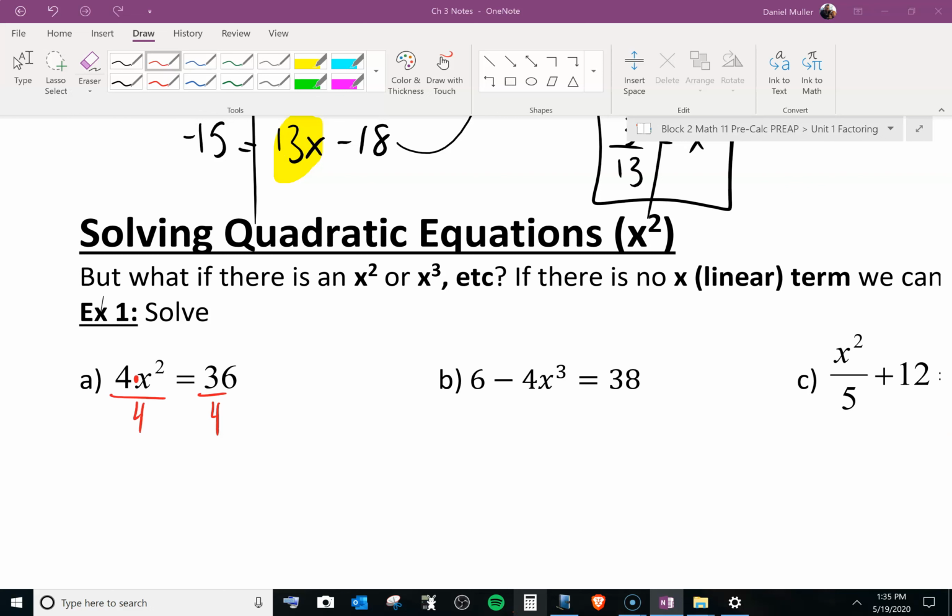So there's no addition or subtraction, there's just multiplication, so we'll divide that over. So x squared is equal to 36 over 4, which is 9. And then to get rid of a squared, you could square root. Those cancel.